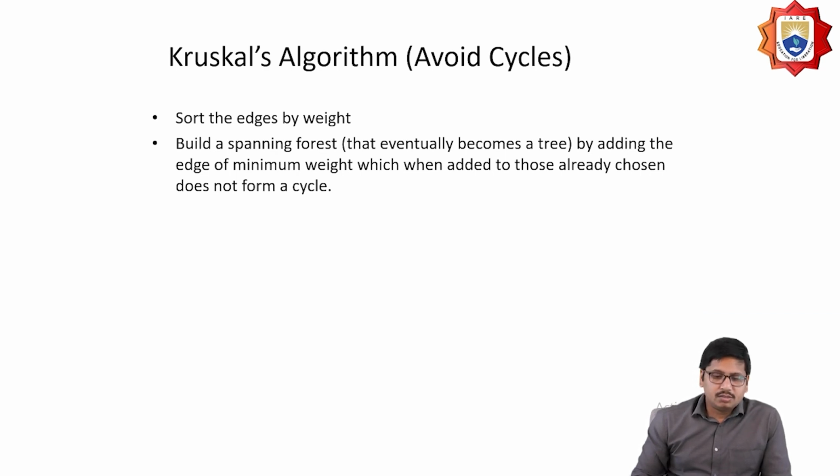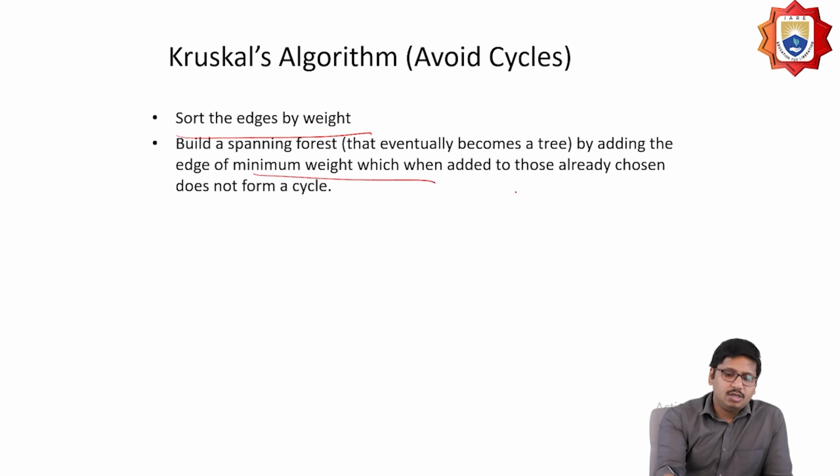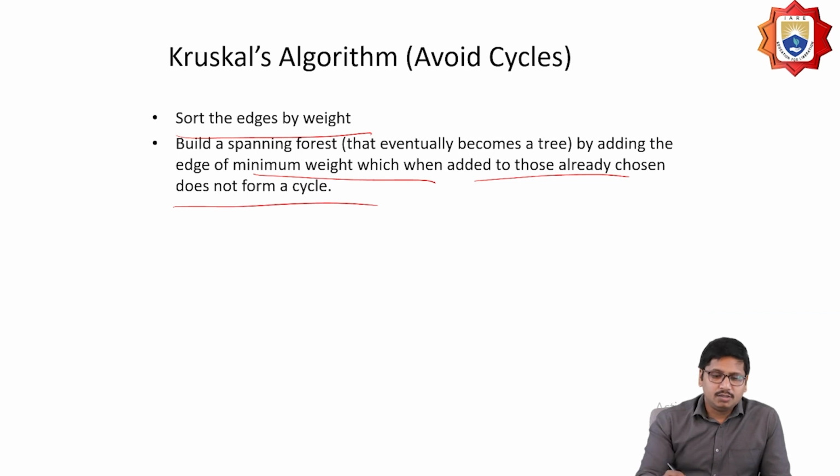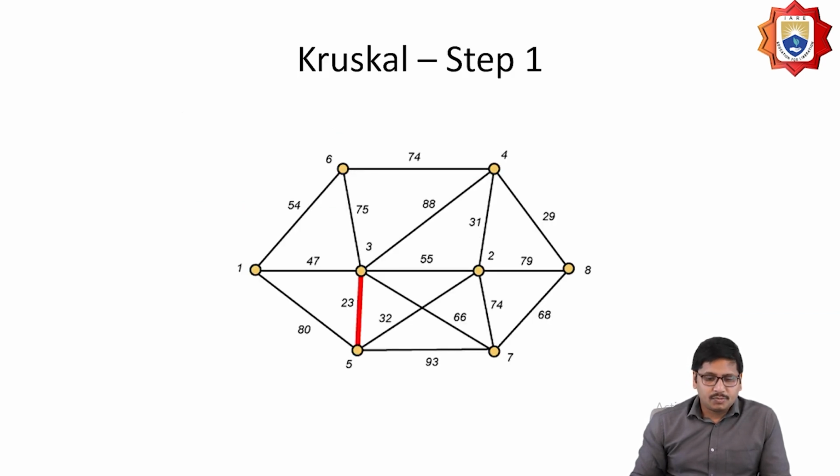While constructing with Kruskal's algorithm, you have to avoid cycles. For that, we first sort the edges by weight, and build the spanning forest by adding the minimum weight edge, which is then added to those already chosen, provided it does not form a cycle. So Kruskal's algorithm sorts the edges by weight and then builds the spanning tree by adding the minimum weight edges, each of which does not form a cycle. This is the procedure for constructing this spanning tree.